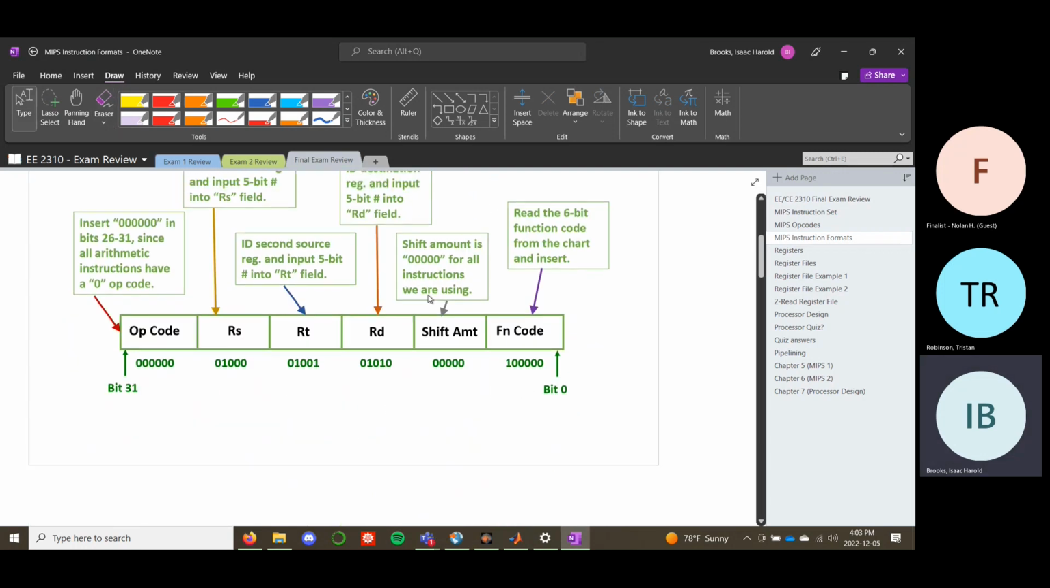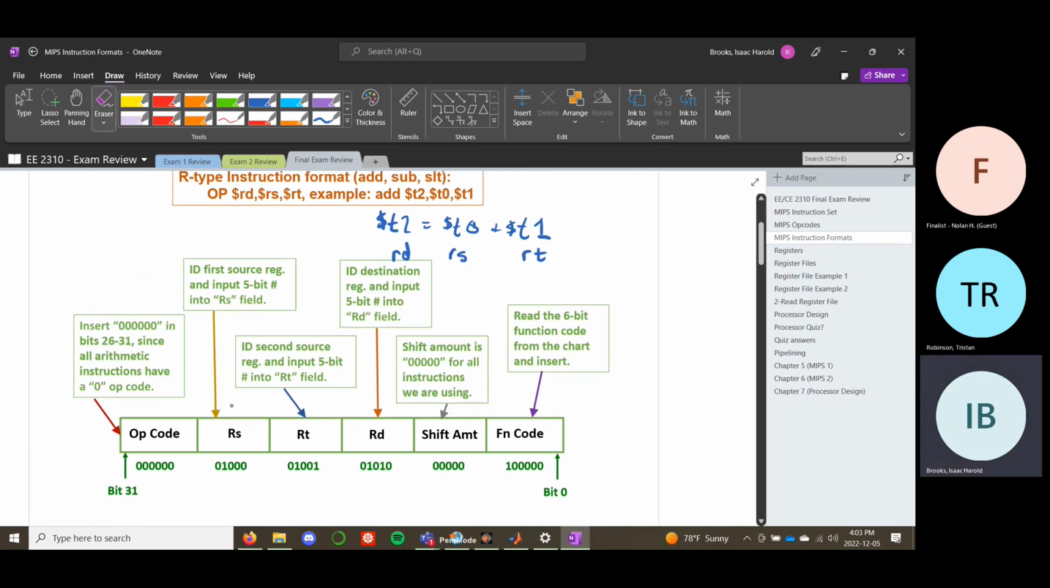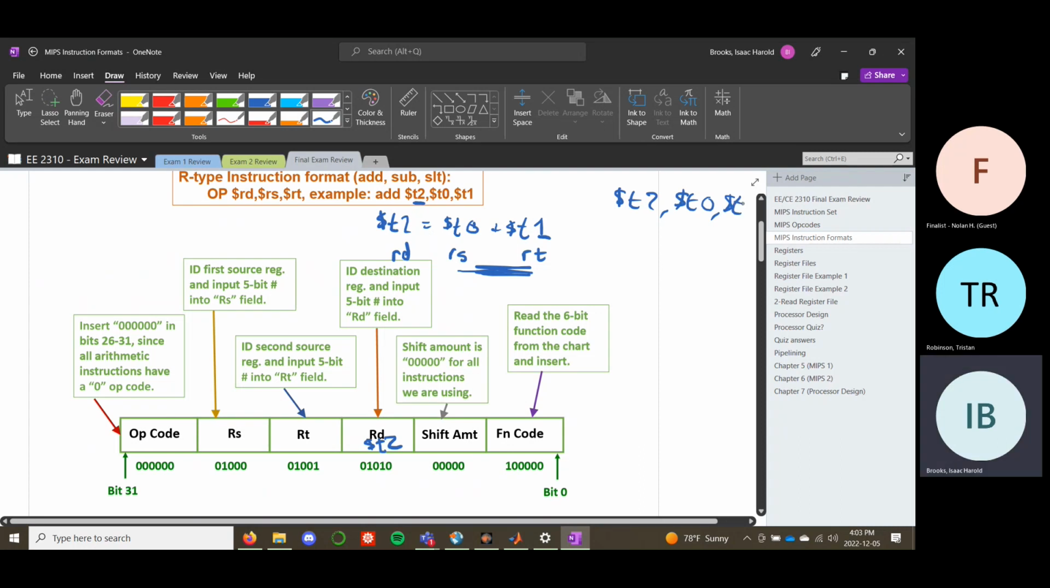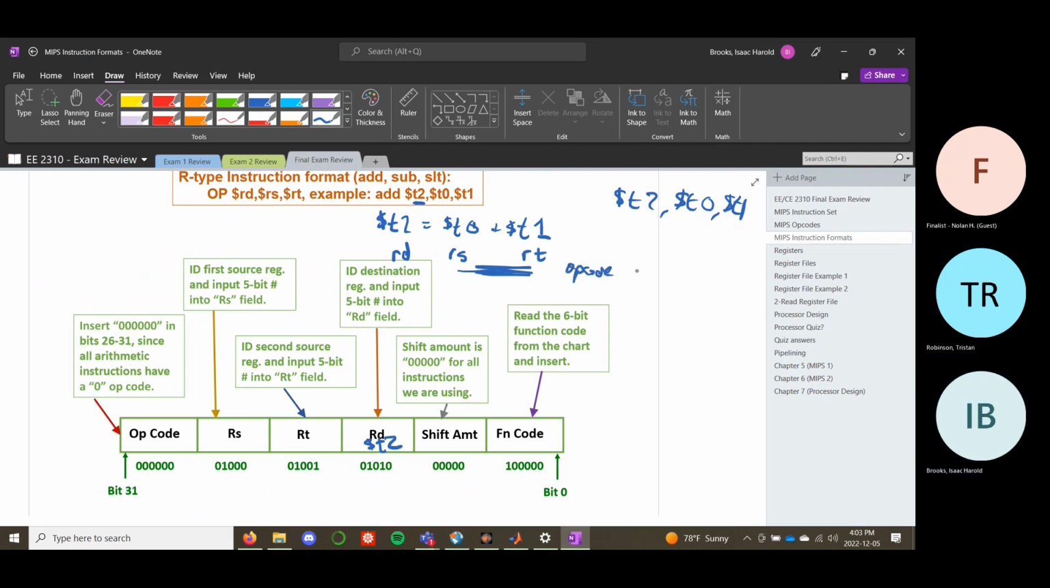And when you're mapping this into bits to get the instruction as a string, you'll notice that RD, in this case, is T2. That one goes here. So T2 would go there. And RS and RT are these ones. So it kind of gets flipped. If you were to look at the add command, it goes T2, T0, T1. But then the order of the bits goes opcode, RS, RT, RD, and then all that.